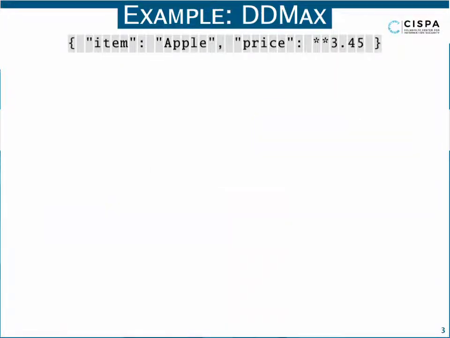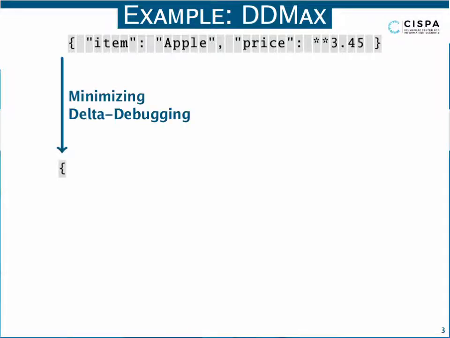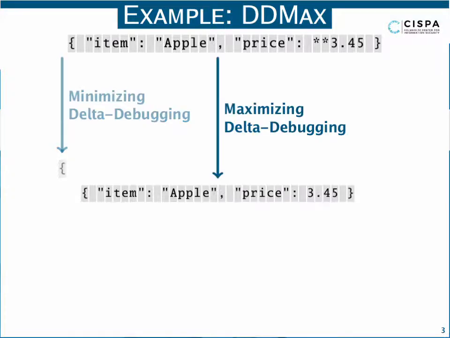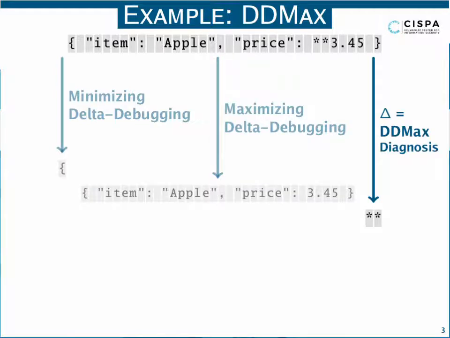Let us consider this JSON example, which fails because of two inserted asterisks before the 3. If we minimized this invalid file with the regular delta debugging algorithm, we would get a single curly brace as output. Our maximizing delta debugging algorithm would remove the two asterisks and give us a passing output. Therefore, we can consider those two asterisks as our ddmax diagnosis, which is the difference between the repaired output and the original input file.